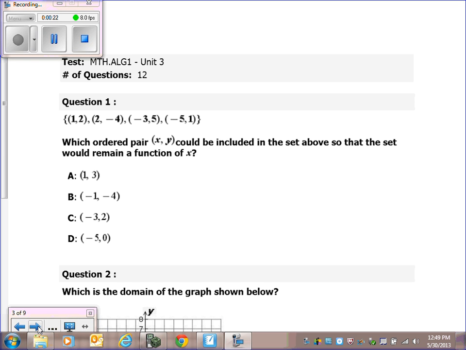Now, in question 1, we have: which ordered pair (x, y) could be included in a set above so that the set would remain a function of x?